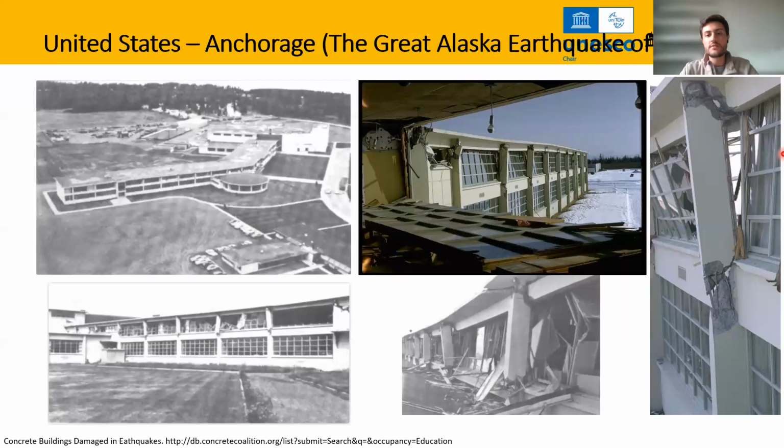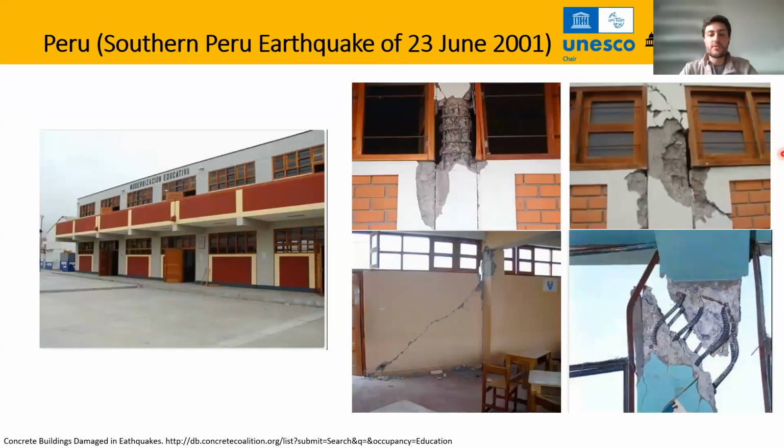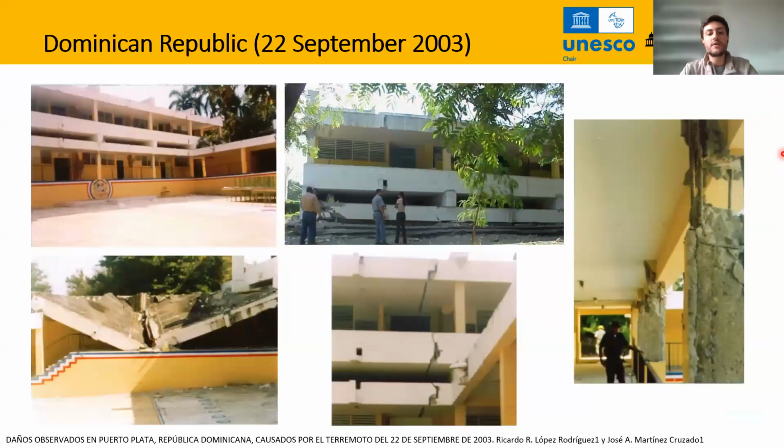Even in the United States, you can see problems such as material with poor qualities, problems with detailing of structural members. The short column, as I mentioned, happened all around the world. This is an example of Peru in 2001, in which you can see in different buildings the same exact problem of the short column. Also a lot of in-plane infill failures.